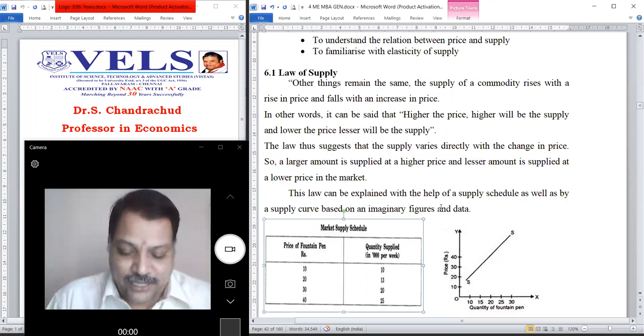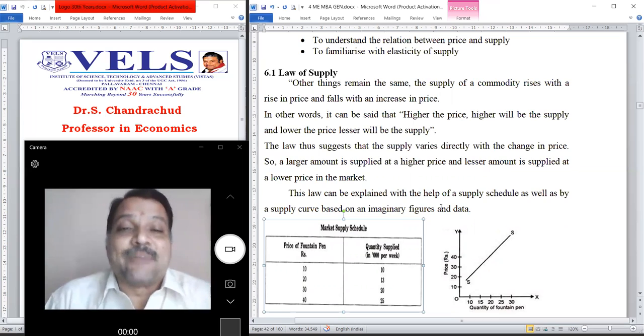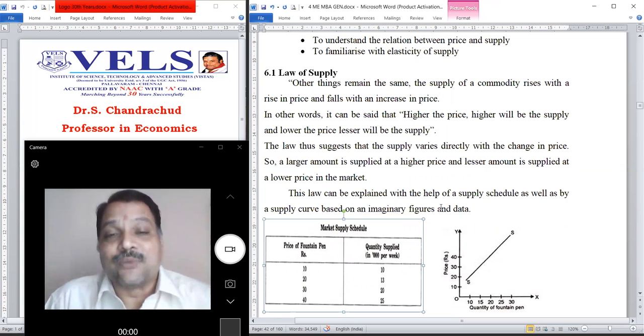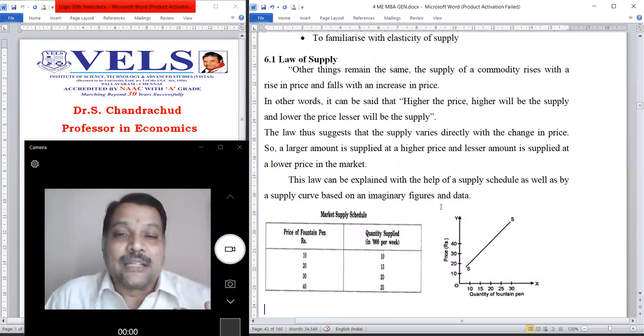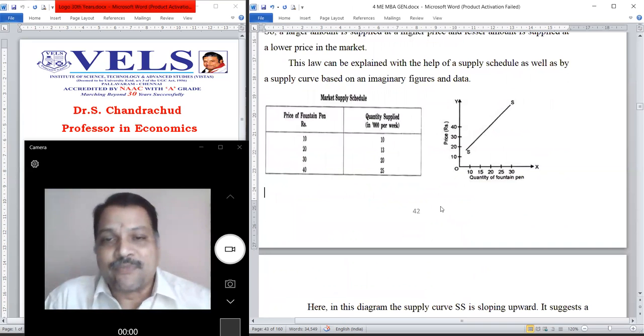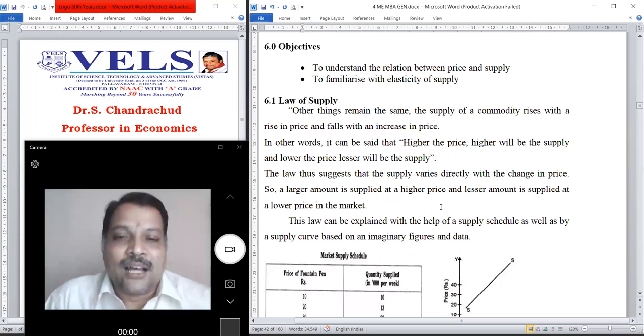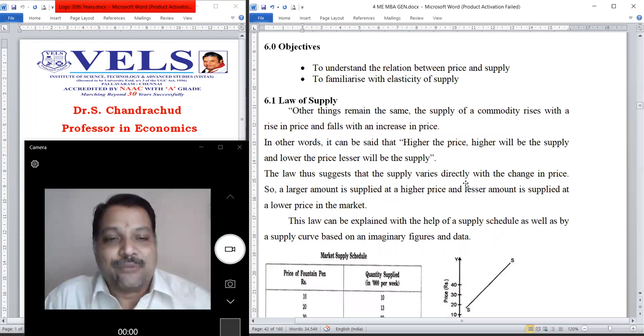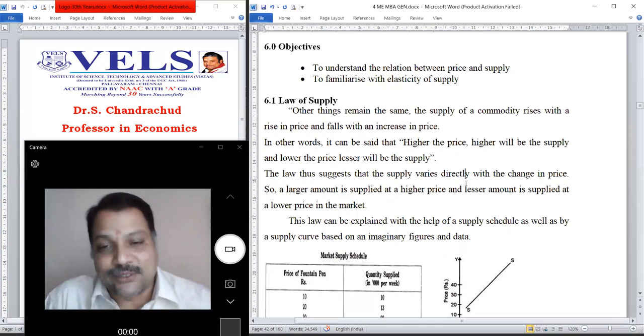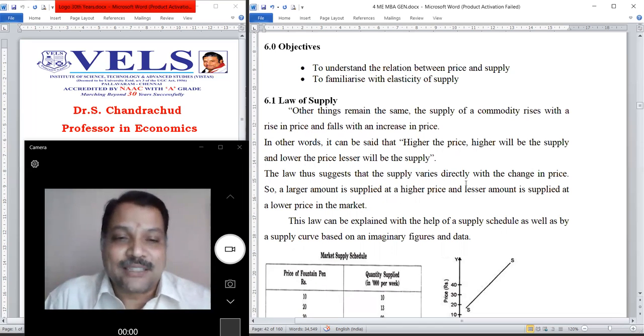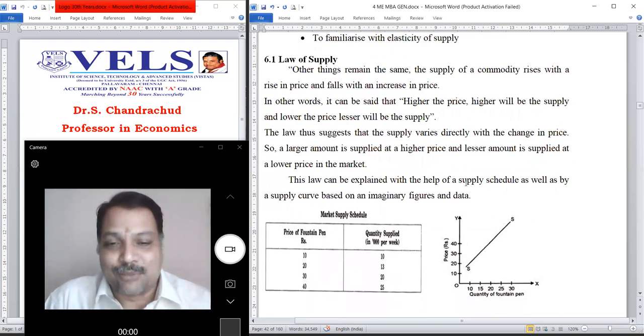The law of supply states that, other things remaining the same, the supply of a commodity rises with the rise in price and falls with the fall in price. In other words, it can be said: higher the price, higher will be the supply; lower the price, lower will be the supply. The law suggests that supply varies directly with the change in price. So a larger amount is supplied at a higher price, and a lesser amount at a lower price in the market. It is very obvious because price and supply are directly proportional.